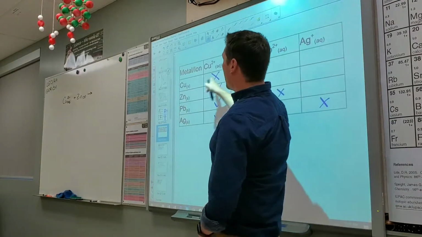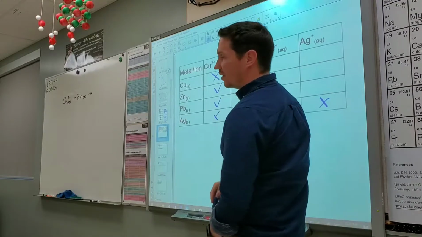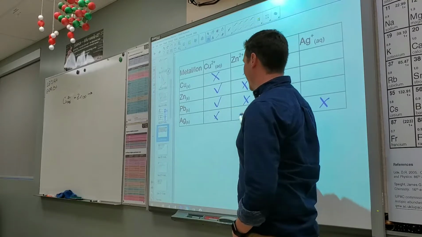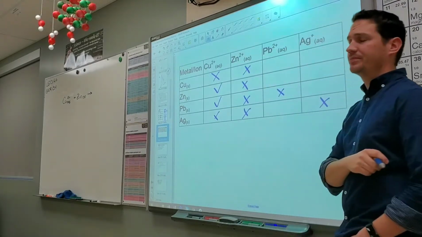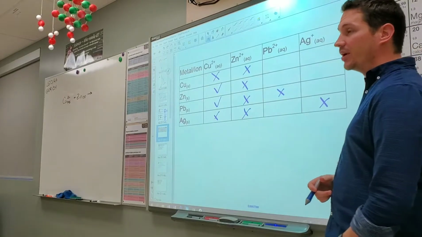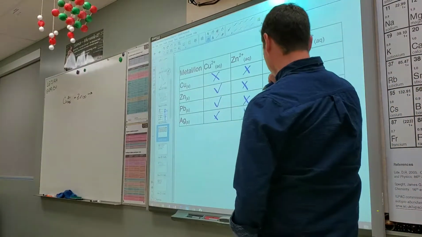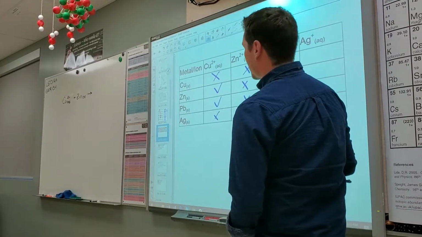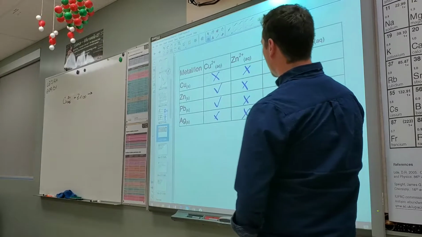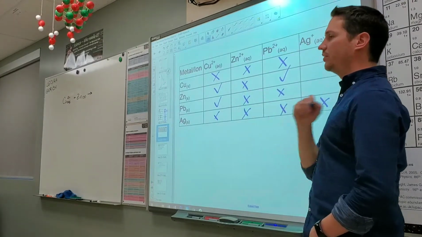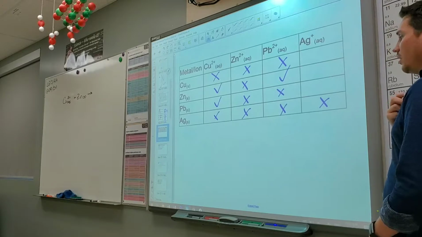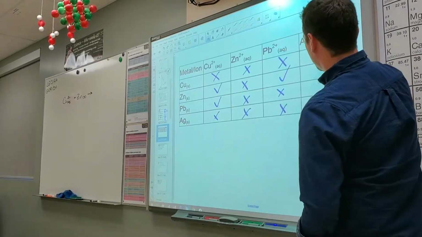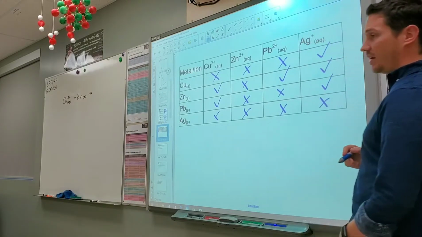Now, when I put zinc ions on copper, we don't get a reaction. When I put zinc ions on lead, we don't get a reaction. And when I put zinc ions on silver, we don't get a reaction. The zinc ions are pretty bad, aren't they? When I put lead ions on copper, we don't get a reaction, but we do get a reaction with zinc, and we don't get a reaction with silver. And when I put silver ions on all three of these metals, we get reactions on all three of these metals.